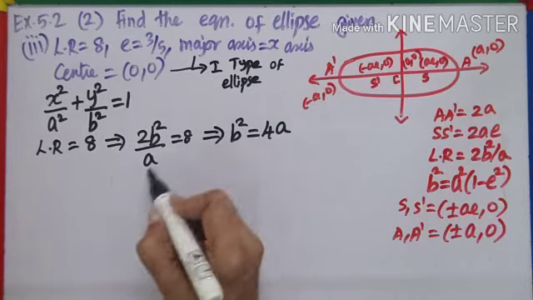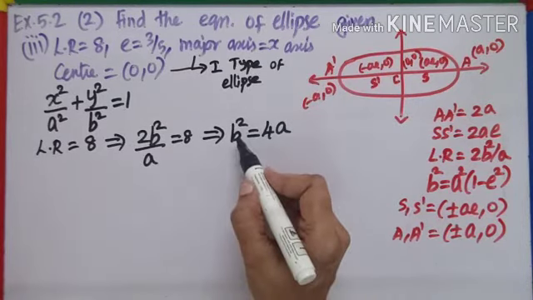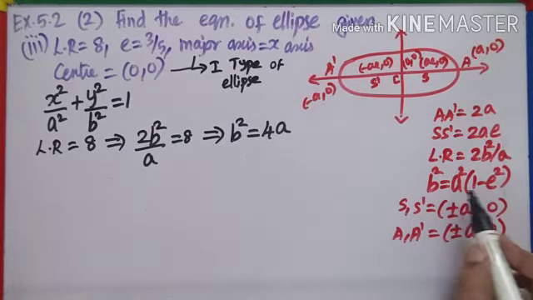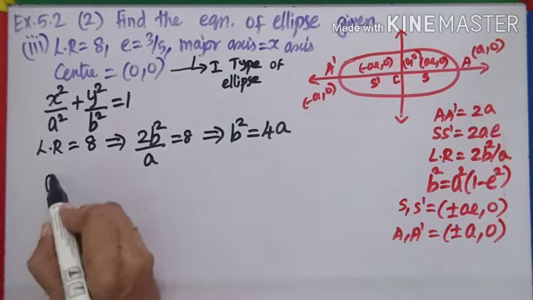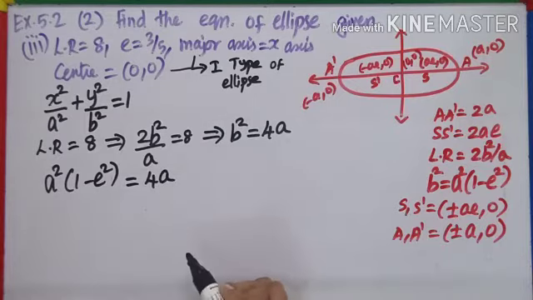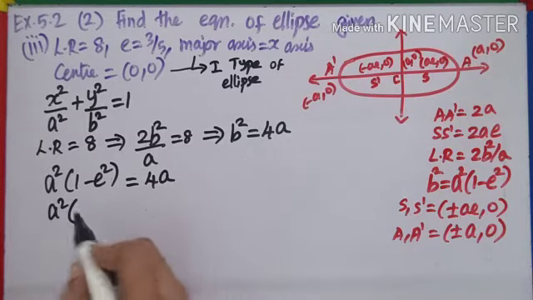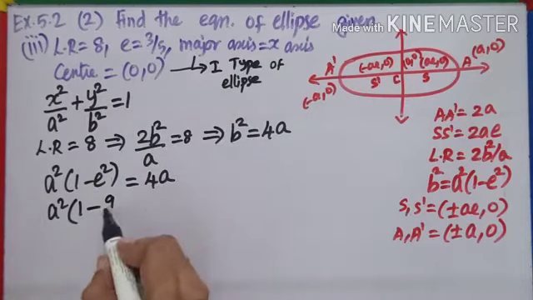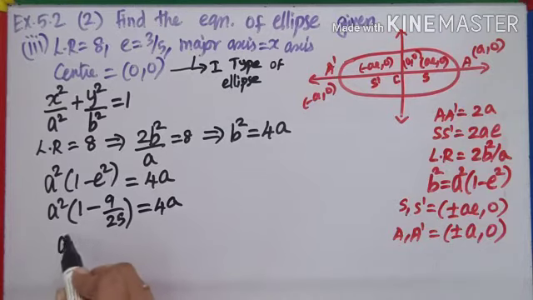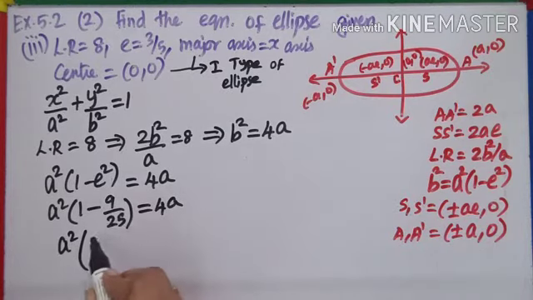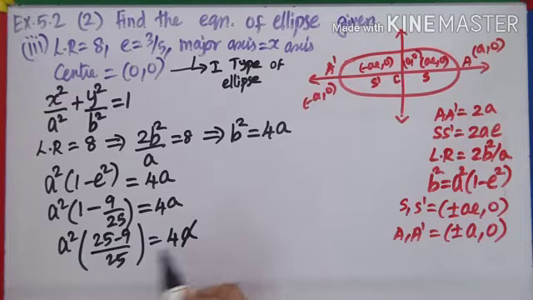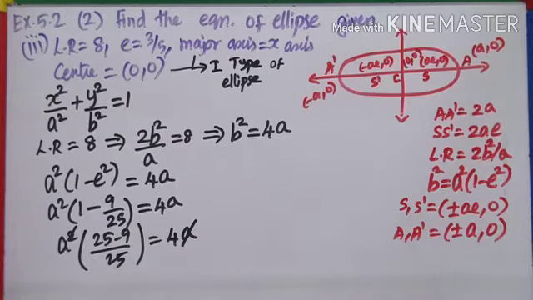I can cancel 2 and cross multiply. So in the place of b square, I can substitute the formula a square into 1 minus e square. a square into 1 minus e square equals 4a, or a square into 1 minus e square is 9 by 25, equal to 4a. Cross multiplying, it is a square into 25 minus 9 by 25 equals 4a. A I can cancel because a is not 0.